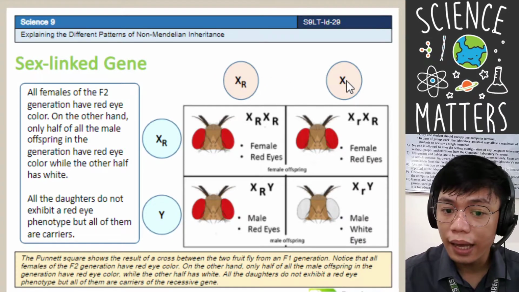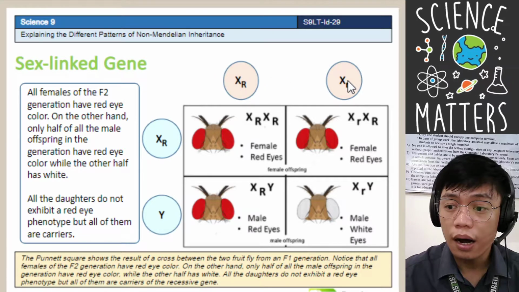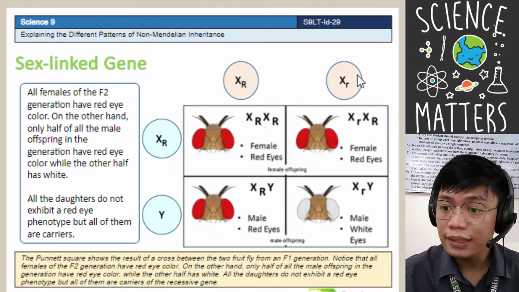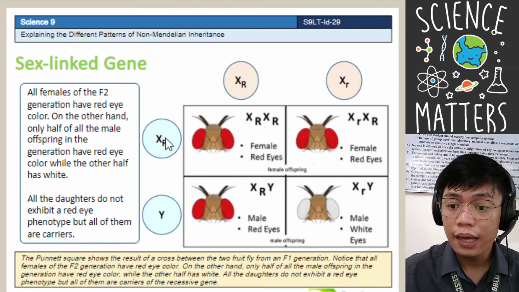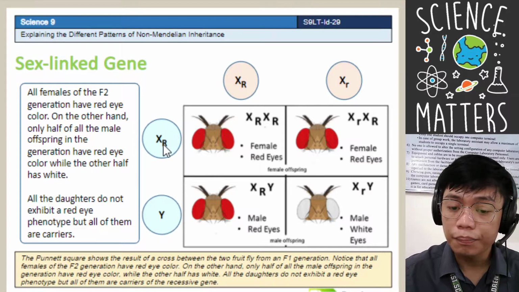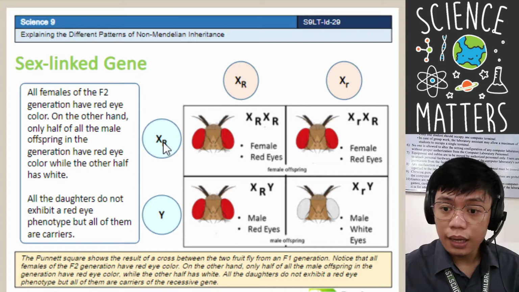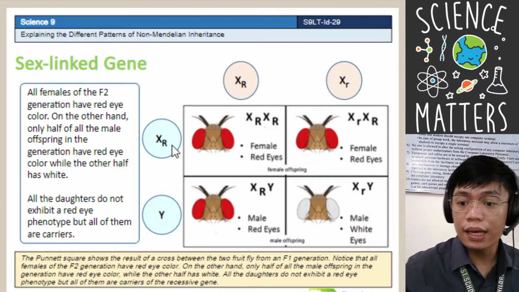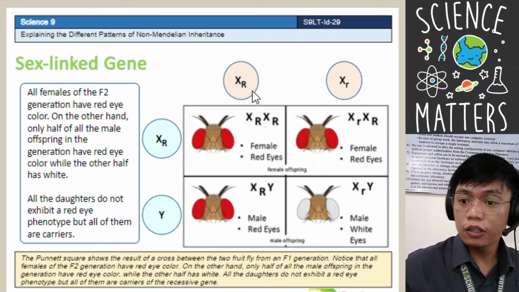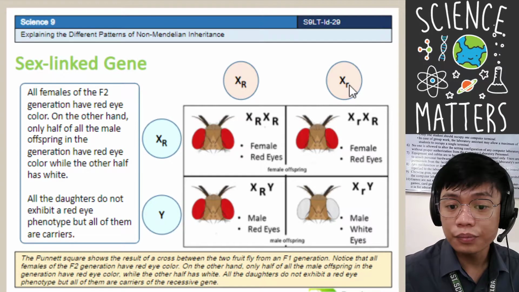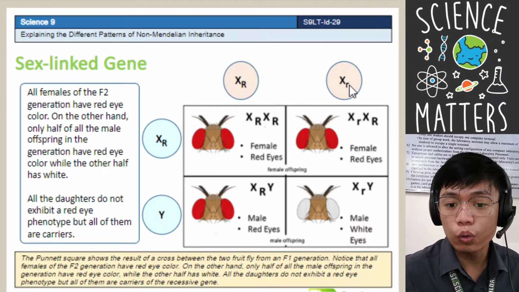So X and X is for female, and X and Y is for male. Here in the X of the male, he has a dominant R, which means it has a red eye color. Here in the X of the female, she also has a dominant and a recessive r, which is a white eye color.